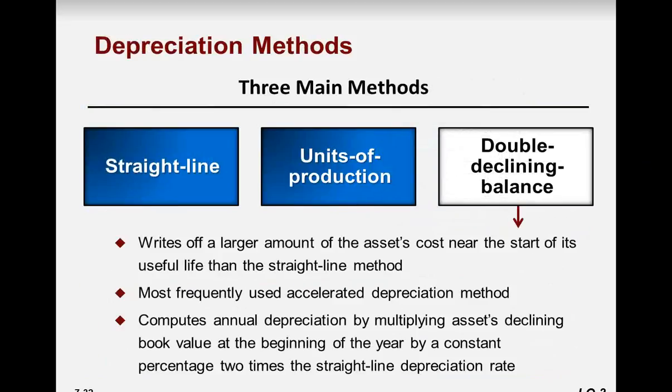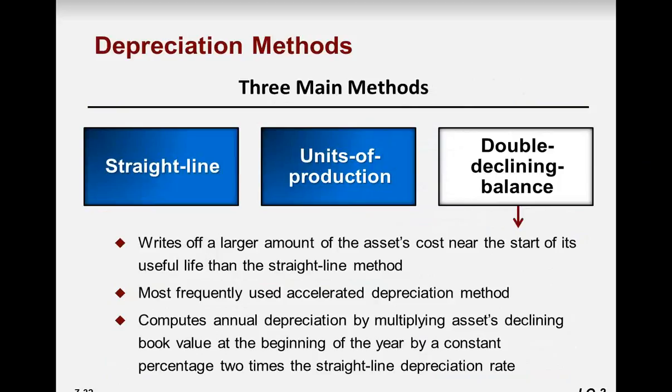Double declining writes off a larger amount of the asset near the start of its life. It is the most frequently used accelerated depreciation method. There are others. It computes annual depreciation by multiplying the asset's declining book value at the beginning of the year by a constant percentage, 2 times the straight line rate. So double declining balance is twice the straight line rate. If you recall the example we were looking at, it was 20%.